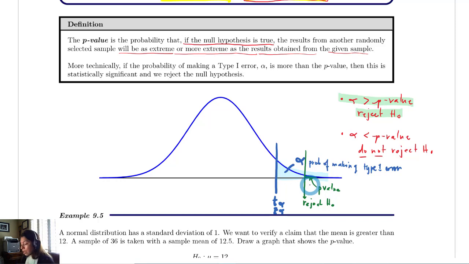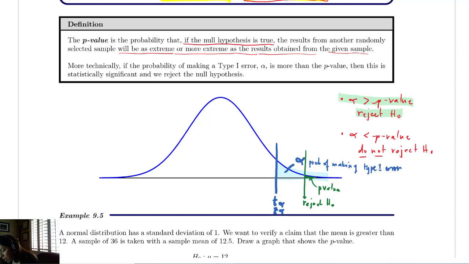So here, this situation says that if I took another random sample, the results will be extreme or more extreme than making a type 1 error, and therefore statistically significant. So what you're looking for is, is it status quo or is it not status quo, right? So in this case here, it will be statistically significant.